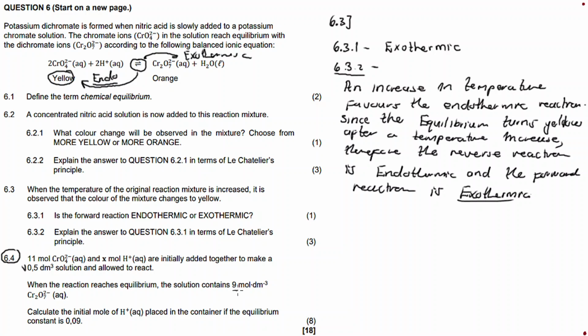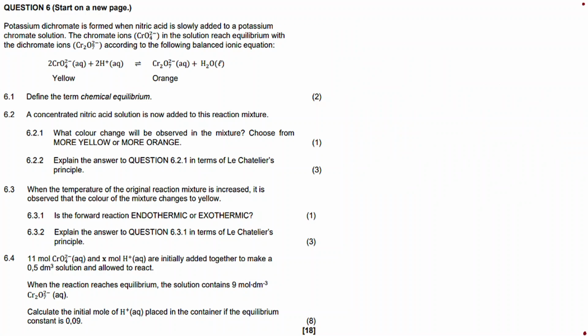So this is a concentration at equilibrium, right? When the reaction reaches equilibrium. Okay, so these ions are one of the products, with a concentration of 9 mole per cubic decimeter at equilibrium. That's the product. Calculate the initial X mole of the hydrogen ions placed in the container if the equilibrium constant is given.